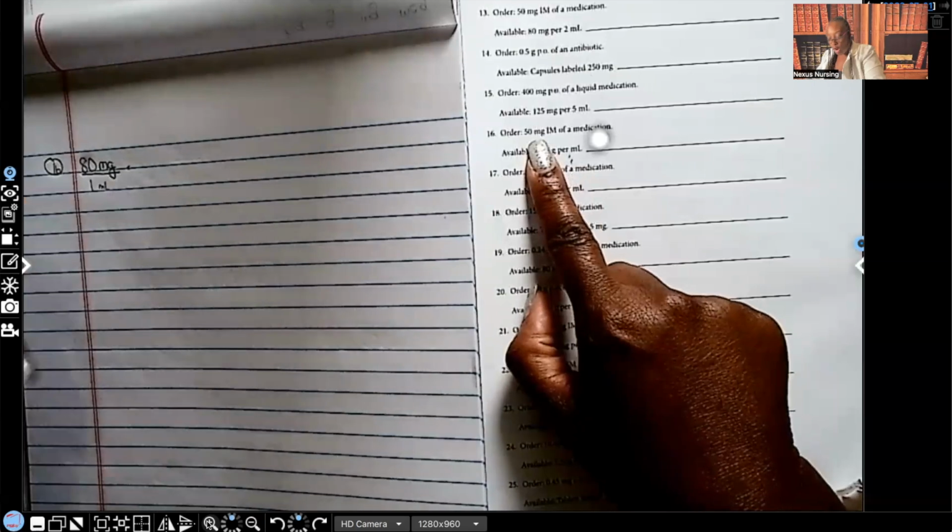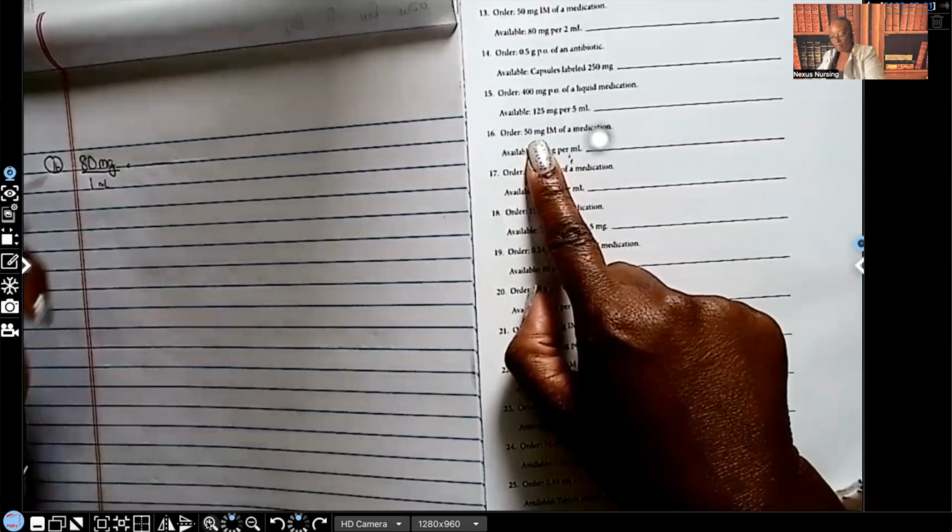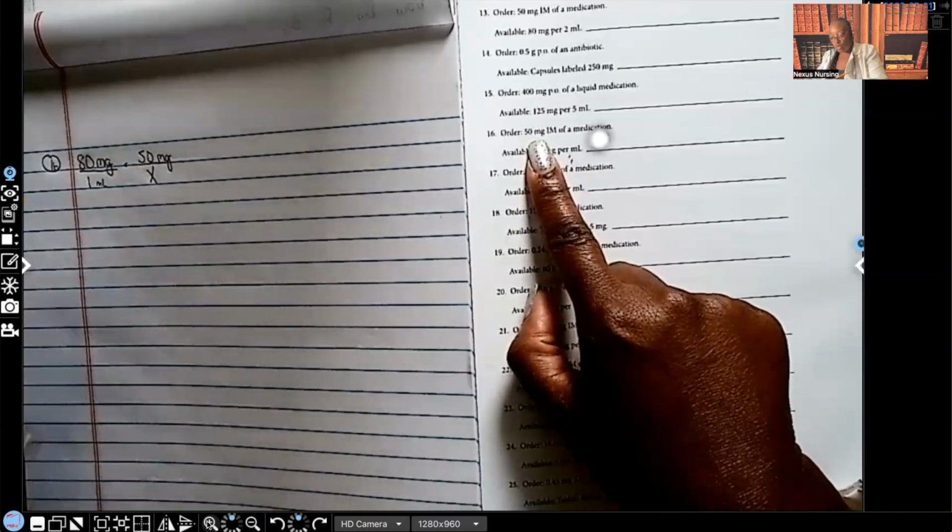Okay, so 80 milligrams per ml equals, all we have left is our 50. Are we going to put the 50 on top, or are we going to put it on bottom? We're going to put it on top because it's 50 milligrams. Remember, our units always have to match over X. X what? What's my unit? ml.